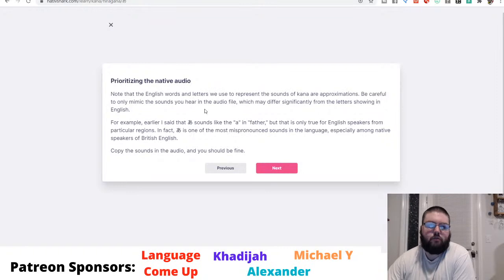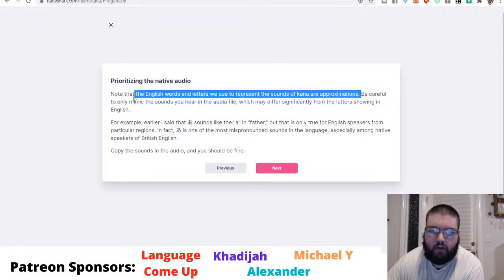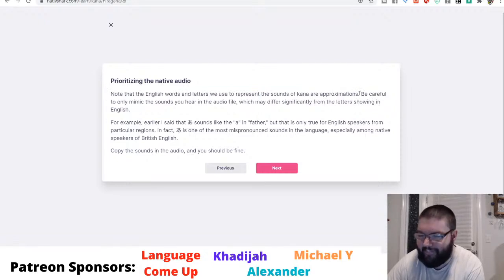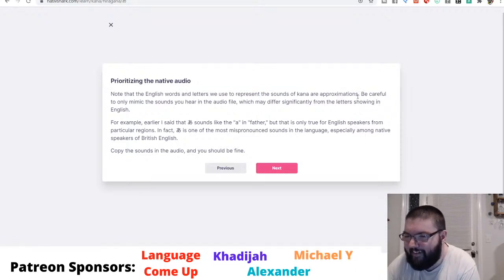Prioritizing the native audio. Note that the English words and letters we use to represent the sounds of kana are approximations. Looks like yet again another thing that's vastly superior to Duolingo. Okay. All right. Let's see. Currently, you can skip. Okay, I read that.